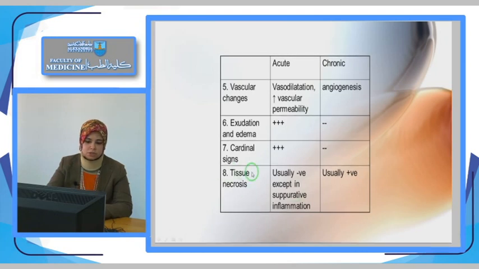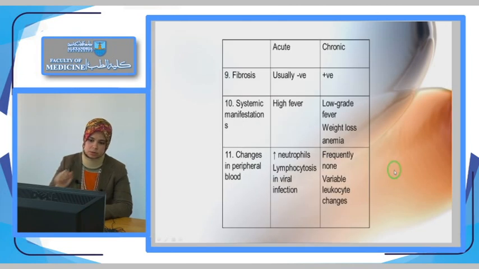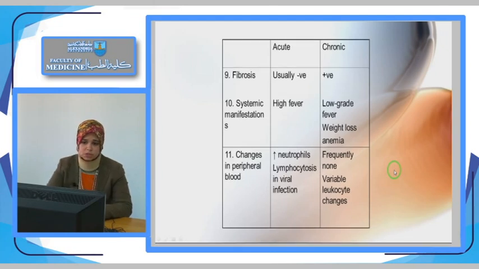The tissue necrosis. Usually tissue necrosis is negative except in suppurative inflammation. تمام. While in chronic inflammation usually it is associated with necrosis. Fibrosis: acute inflammation usually negative بس زي ما اتفقنا ان fibrosis ممكن يحصل في الاكيوت inflammation مع السبيوريتيف inflammation. Fibrosis هو السكار formation. الchronic inflammation usually associated with fibrosis.